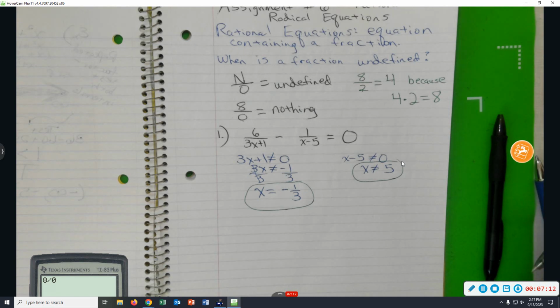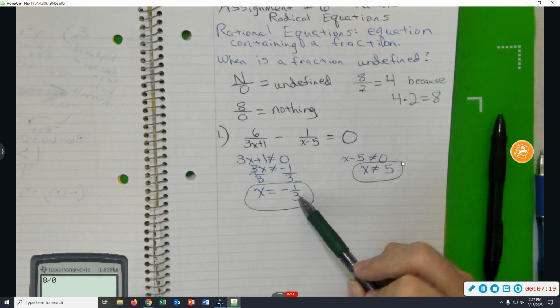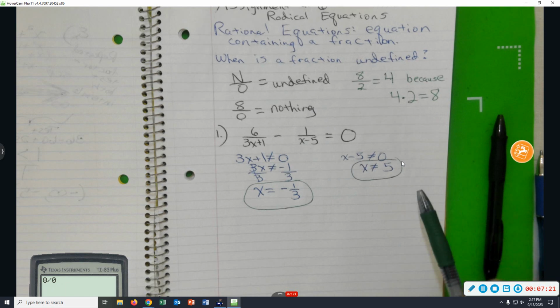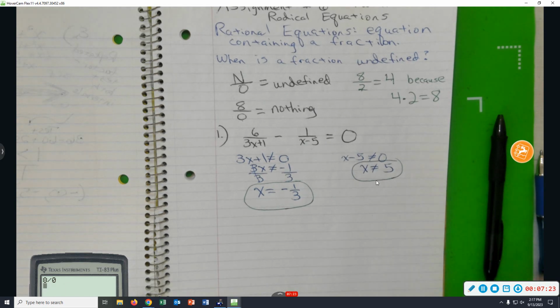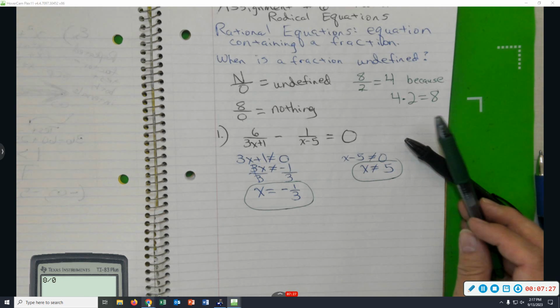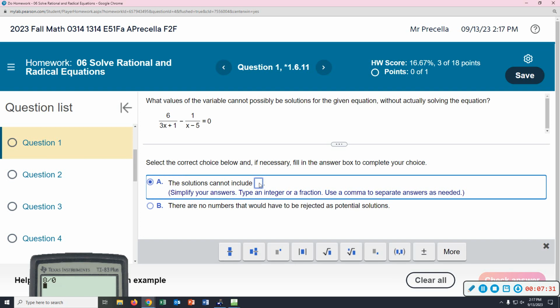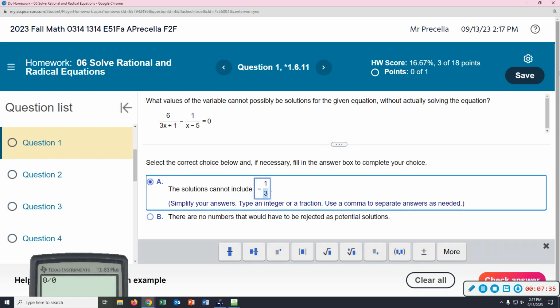when are these two fractions undefined? Well, the first fraction is undefined at negative 1/3. The second fraction is undefined at positive 5. Okay? So let's type these in. Negative 1/3. Move right. Then put a comma.